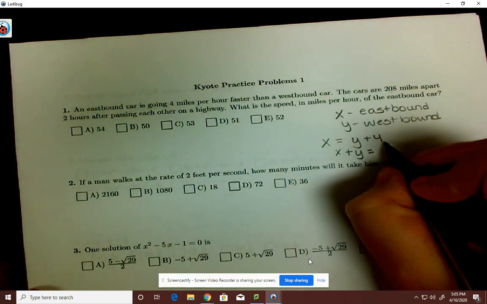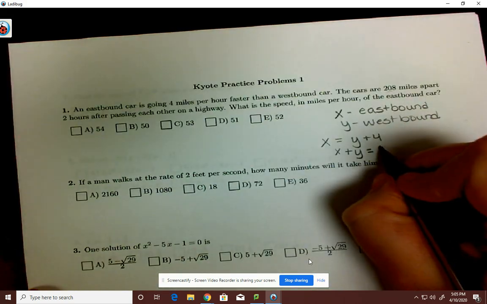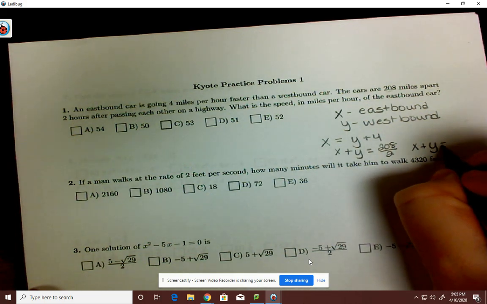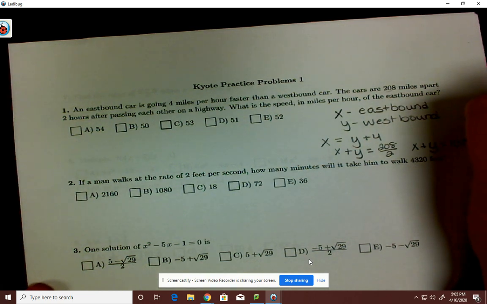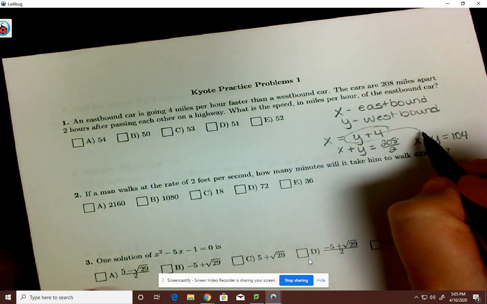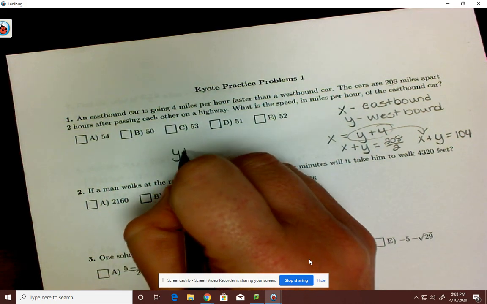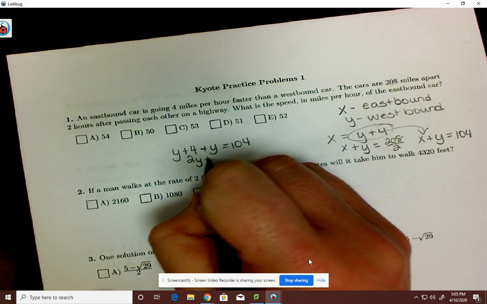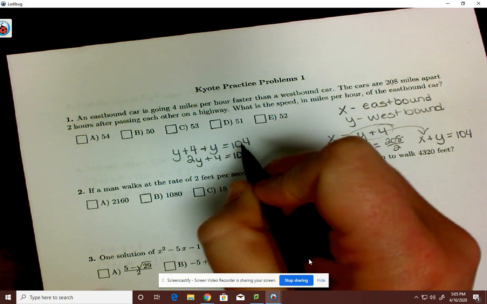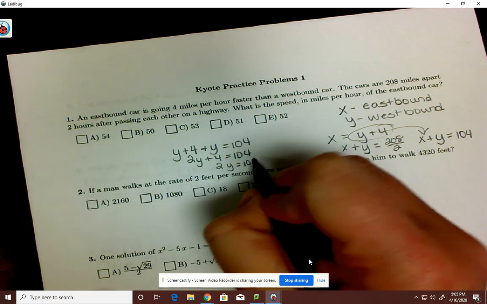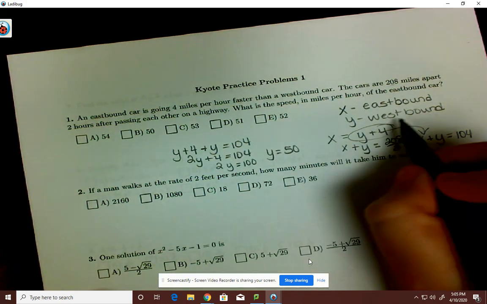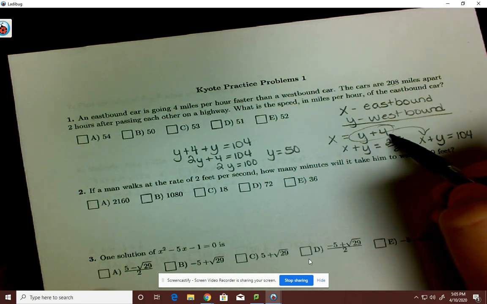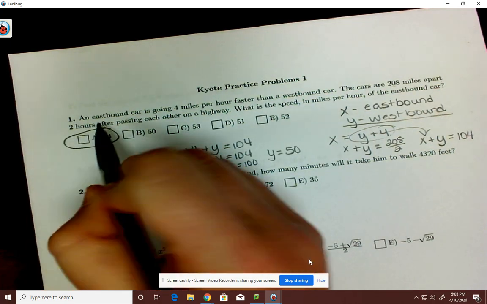So this would be speed is distance over time. So that's 208 over 2. And that's going to give me 104. So I know X is Y plus 4, so I'm going to replace that there. So I get 2Y plus 4 equals 104. Subtract 4 and we get 2Y equals 100, and then I get Y equals 50. So the speed of the westbound car is 50. And the eastbound car is 4 miles per hour faster than that, so that one would be 54.